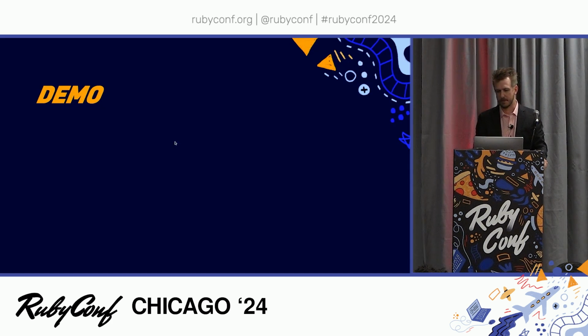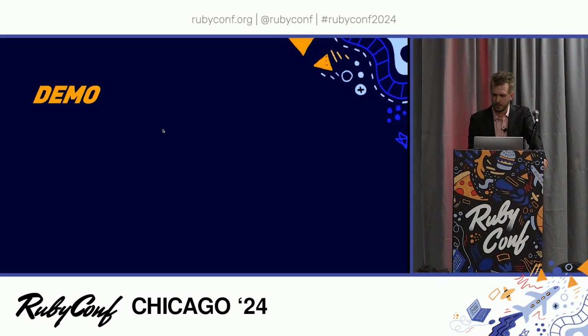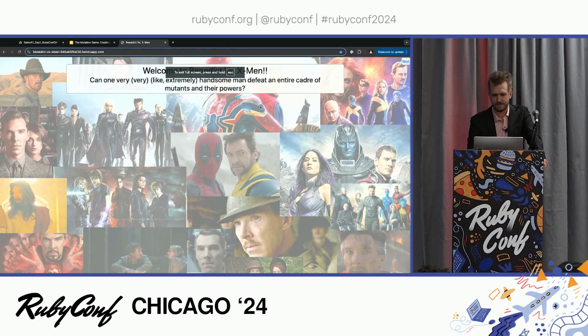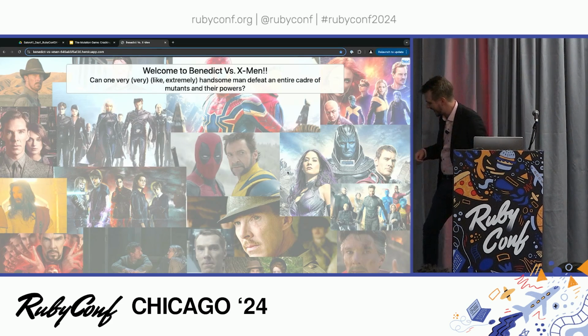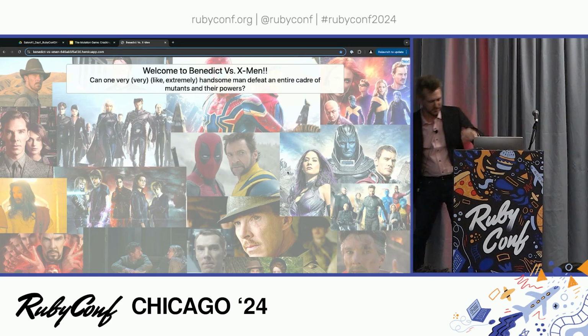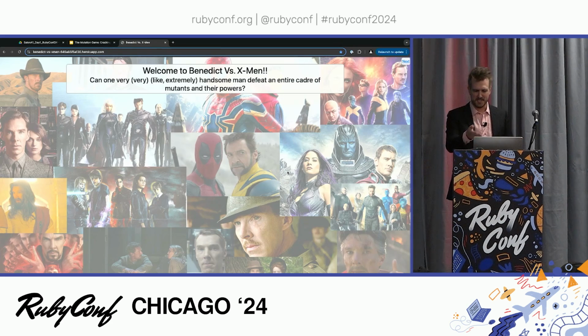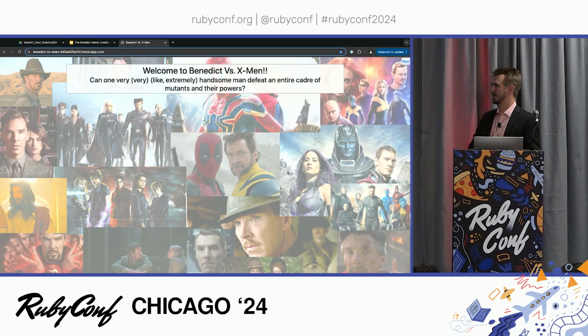All right, it's time for the demo. And for the demo, we're going to be playing a little game called Benedict versus X-Men. So, Benedict Cumberbatch, of course, from the movie The Imitation Game, and the X-Men, of course, because they are mutants, and we are mutating code. So, take a moment to familiarize yourself with the movies of each category, as shown here.